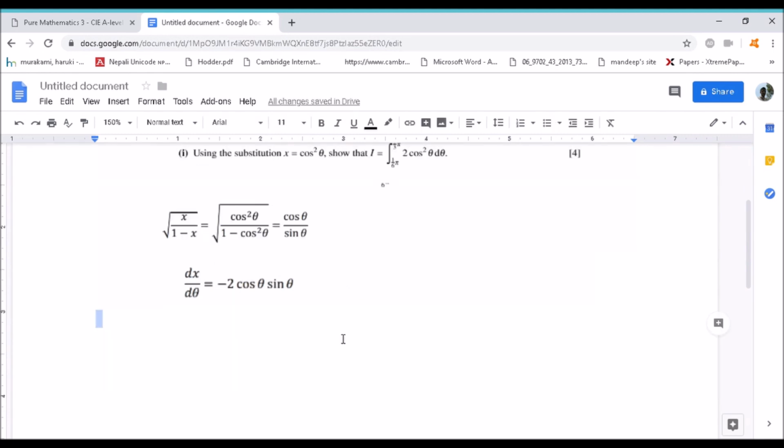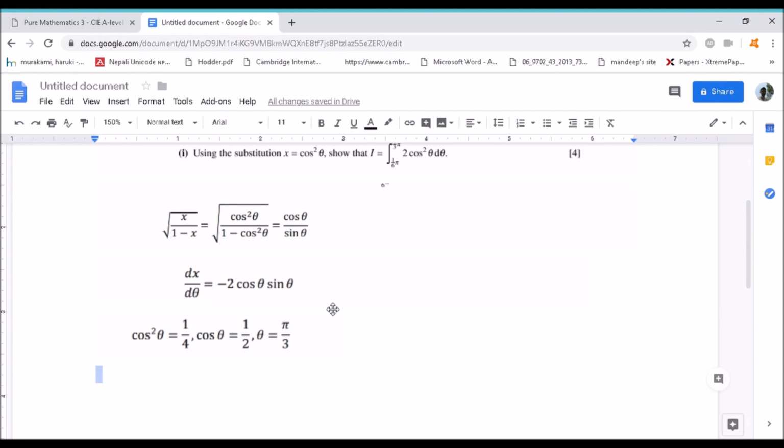Now we have to differentiate x equals cos squared theta, dx divided by d theta. While differentiating x equals cos squared theta, we use cos theta times cos theta. The derivative of cos theta is minus sin theta, so with the 2 and the cos theta remaining, it will be minus 2 cos theta sin theta.